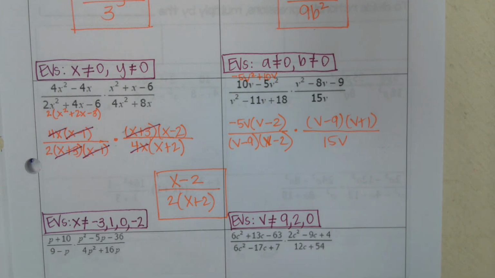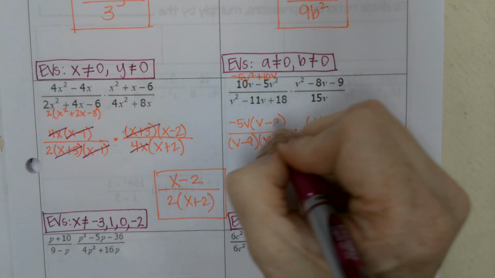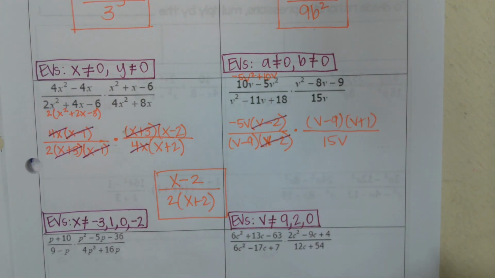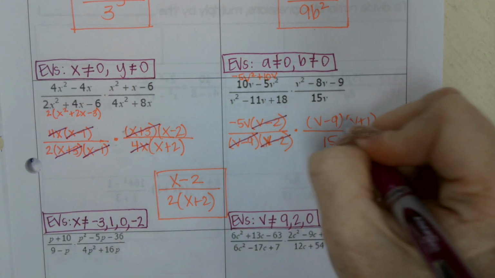What are the easy things to cancel here? The v minus 2's go away. V minus 9.